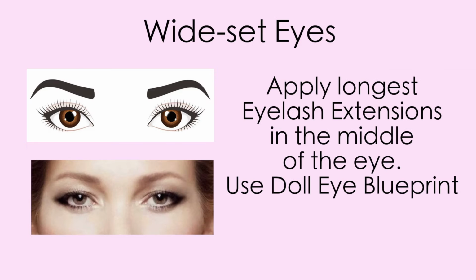The next type is wide set eyes. When you work with wide set eyes, make sure to go with shorter lashes in the outer corner and put longer ones in the middle of the eye to create a balance between the eyes. Any curl will work just fine. A doll eye blueprint is the best for this option.